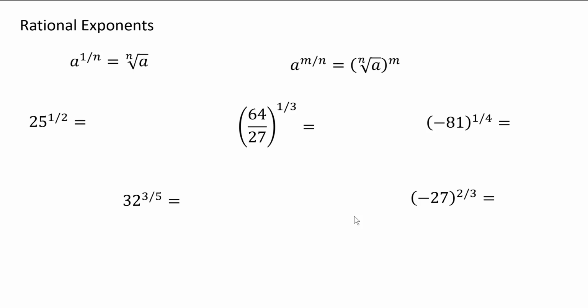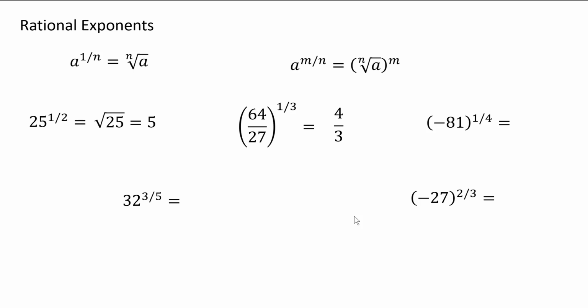So 25 to the 1/2 means you're going to take the square root of 25, and we know that's 5. The 64 over 27 to the 1/3 means take the cube root of 64 and the cube root of 27. So you'll have 4 over 3, because 4 times 4 times 4 is 64, and 3 times 3 times 3 is 27. So 4 is the cube root of 64, and 3 is the cube root of 27.